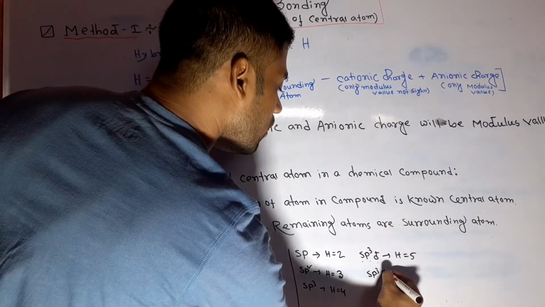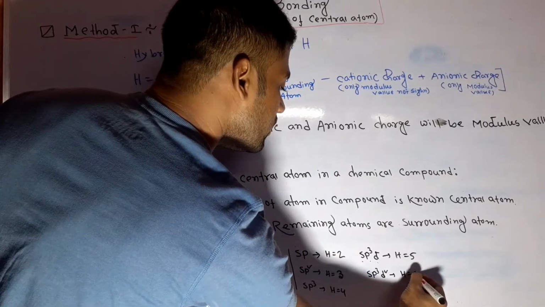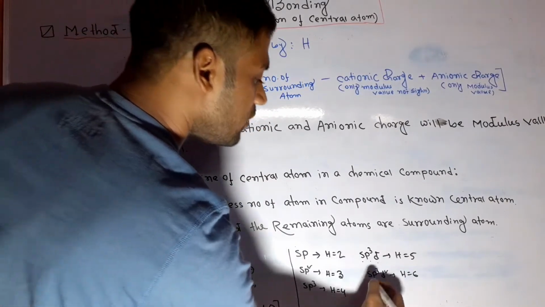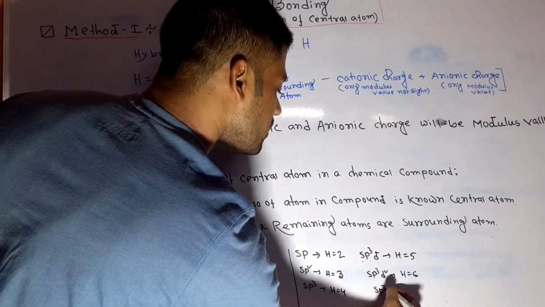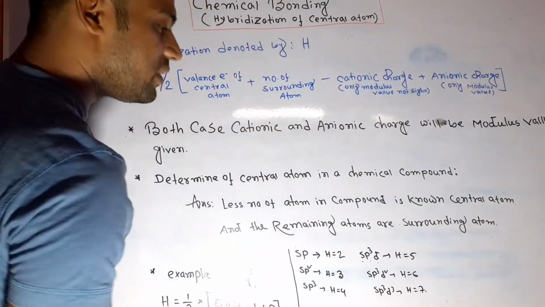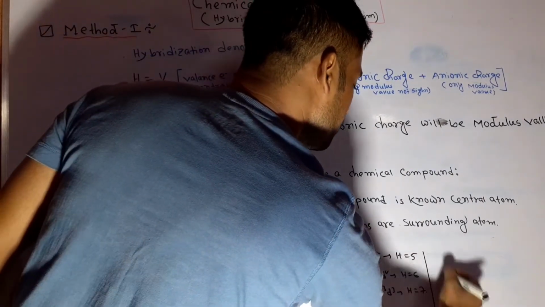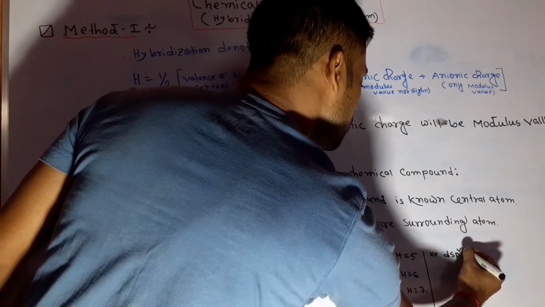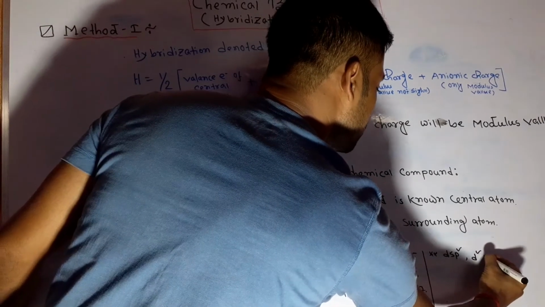sp3d2, when H is equal to 6: you can check the number, 1s, 3p and 2d, total 6 orbitals. Next, last is sp3d3, when hybridization number is 7. And the special types of hybridization are named dsp2 and d2sp3.